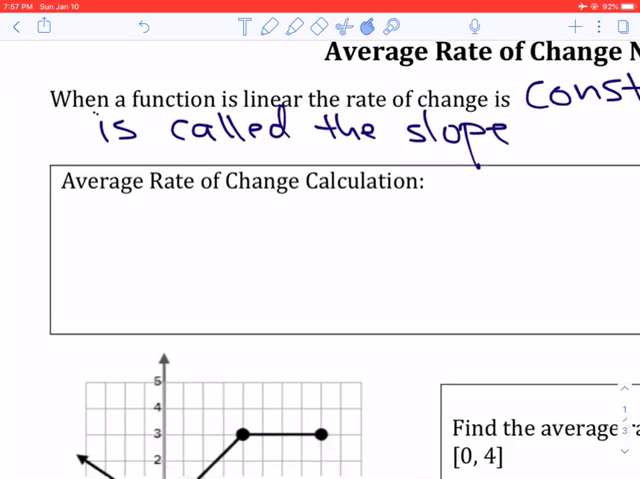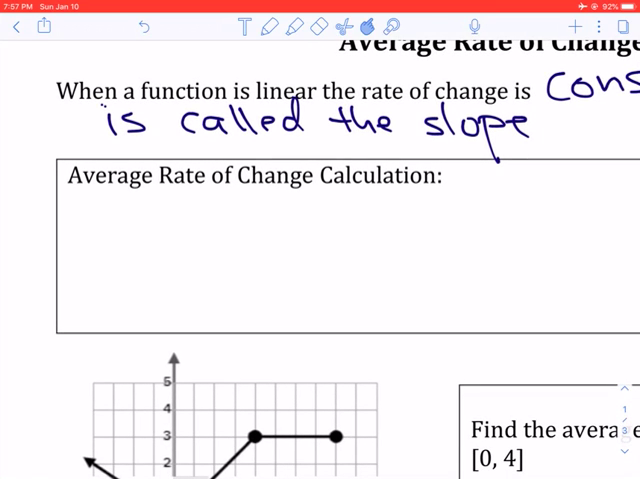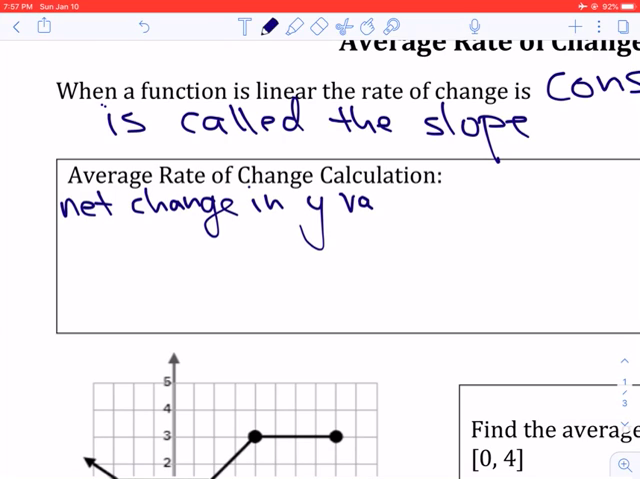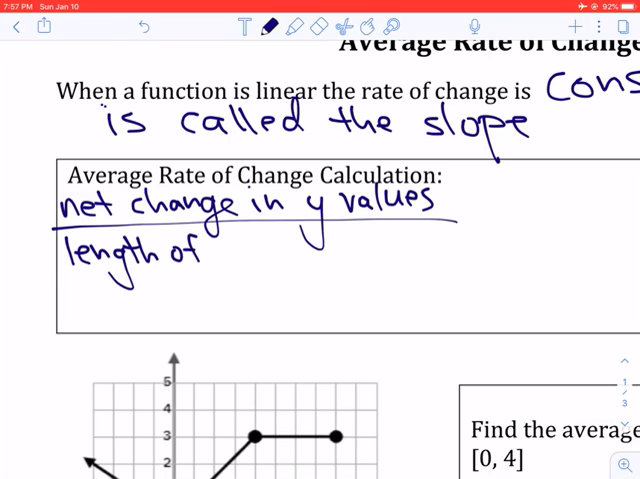I'm going to write it in words first, and then I'll put the mathematical notation. It is a ratio. In the numerator, we're going to have the net change in y values, and then we will divide it by the length of the x interval. So the net change in y values over the length of the x interval.